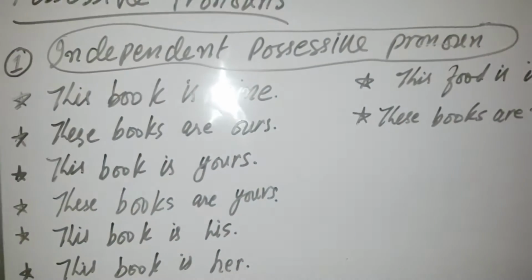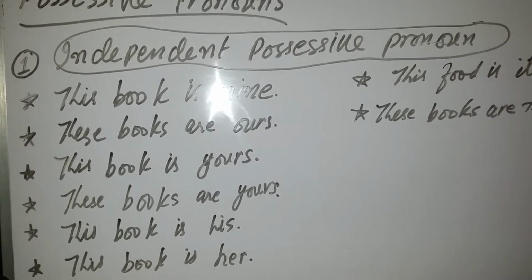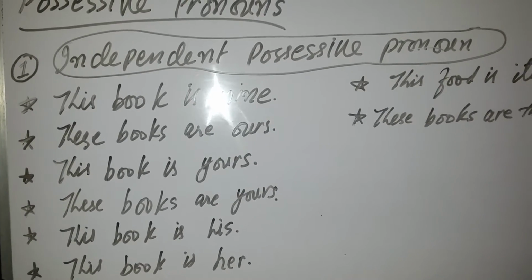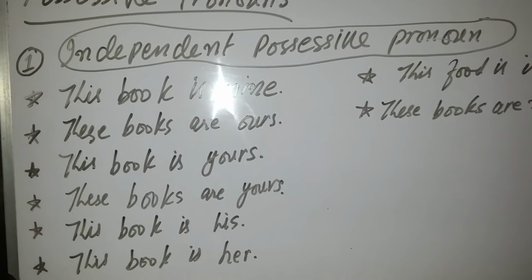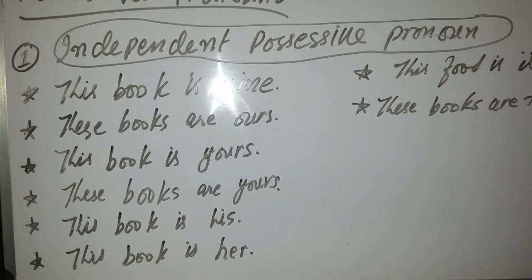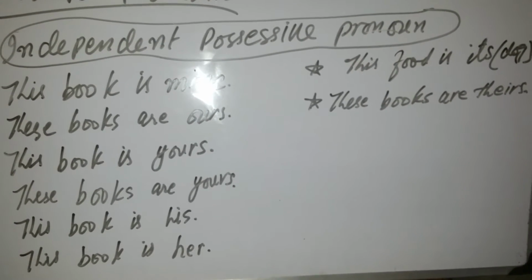Now these are the examples of independent possessive pronouns. Number one, this book is mine. These books are ours. This book is yours. These books are yours. This book is his. This book is hers. This food is its, meaning the dog's, and these books are theirs.